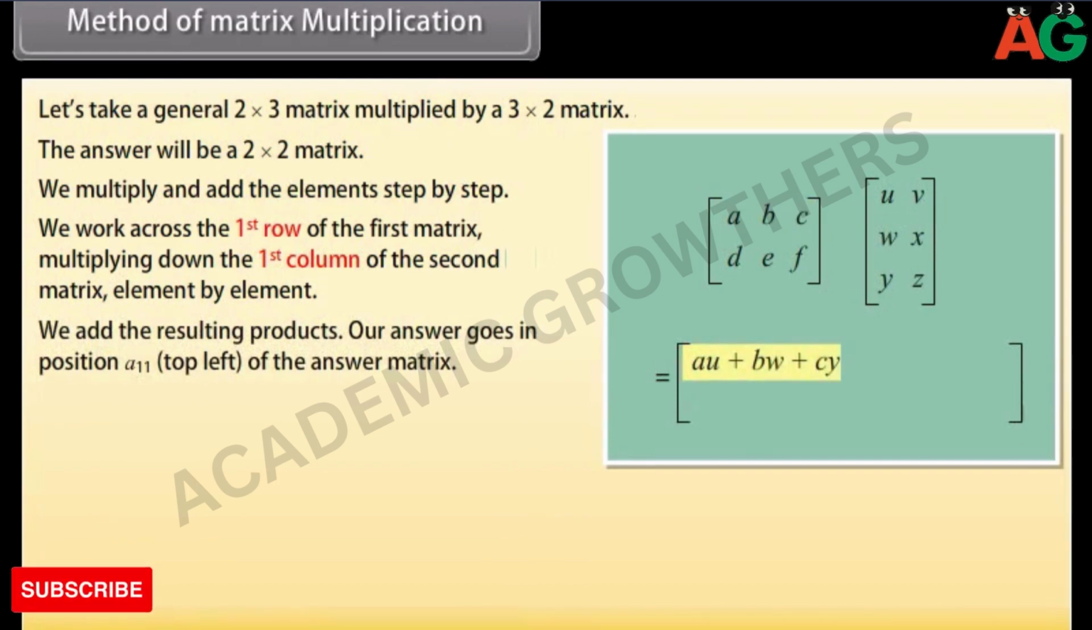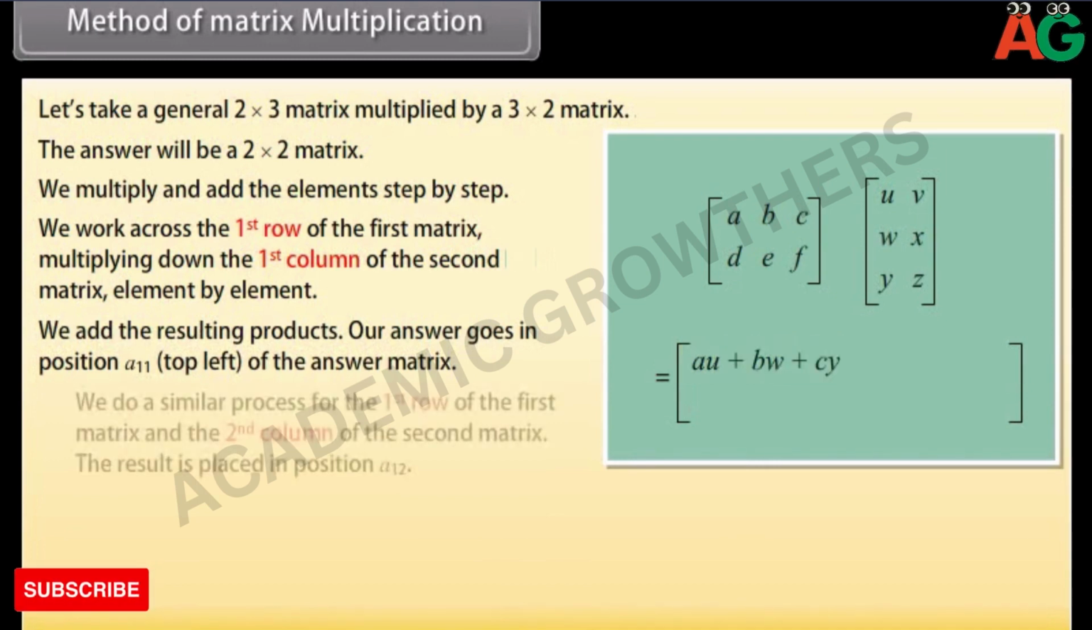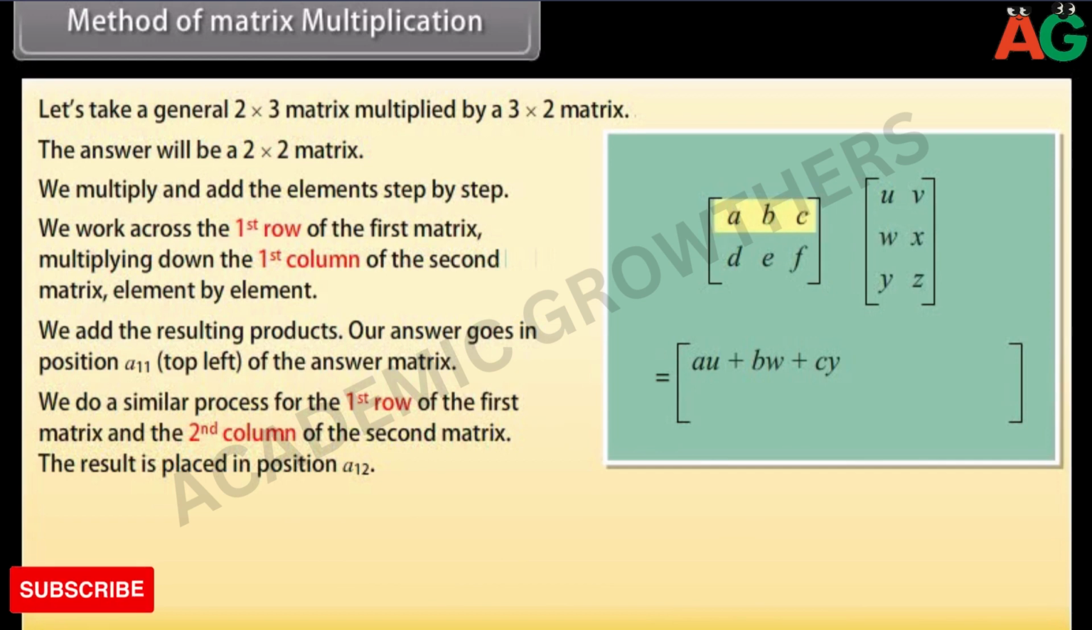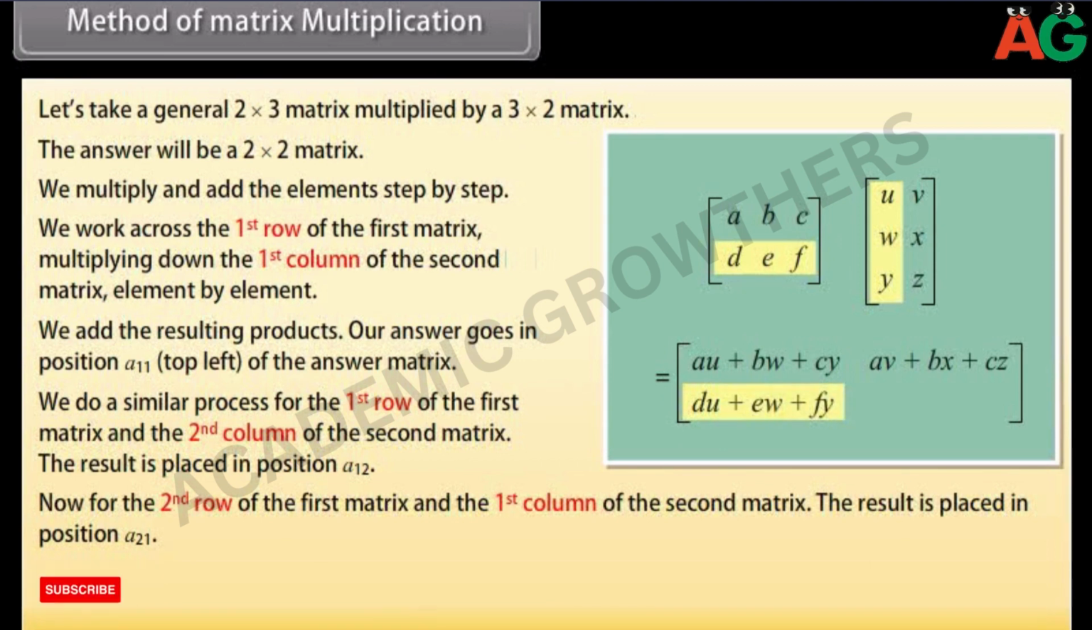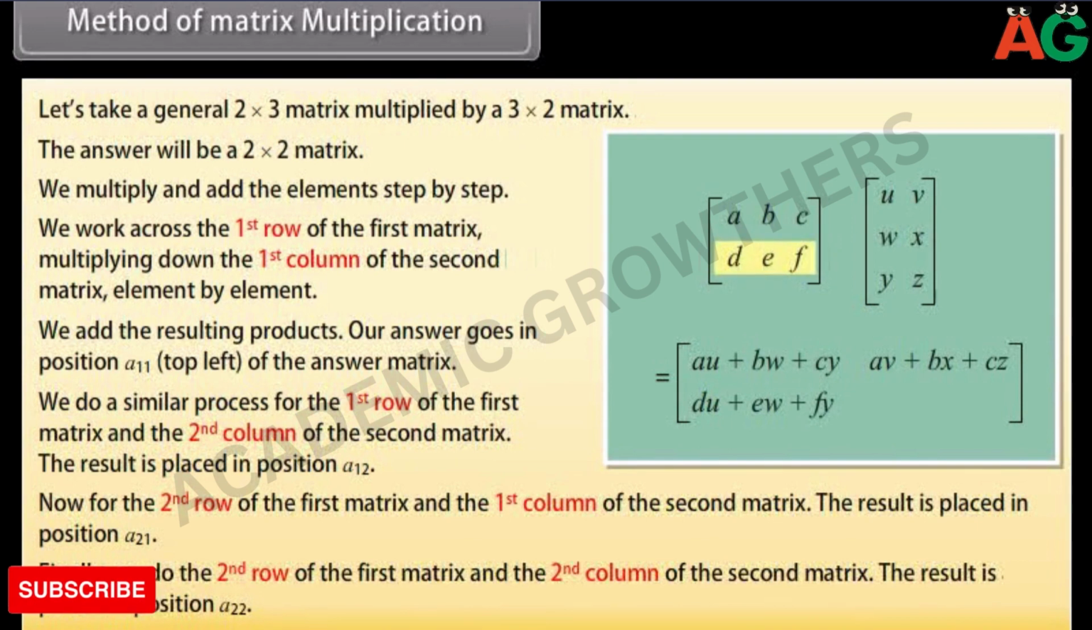Our answer goes in position A, 1, 1, that is the top left of the answer matrix. We do a similar process for the first row of the first matrix and the second column of the second matrix. The result is placed in position A, 1, 2. Now for the second row of the first matrix and the first column of the second matrix, the result is placed in position A, 2, 1. Finally, we do the second row of the first matrix and the second column of the second matrix. The result is placed in position A, 2, 2.